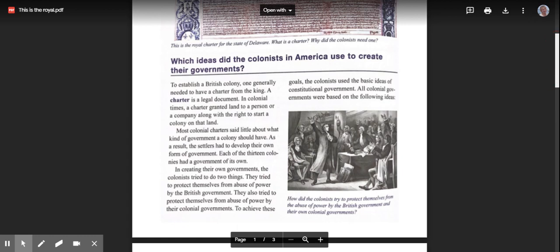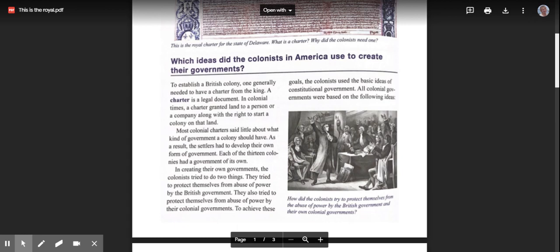In colonial times, a charter granted land to a person or a company along with the right to start a colony on that land. Most colonial charters said little about what kind of government a colony should have. As a result, the settlers had to develop their own form of government. Each of the 13 colonies had a government of its own.